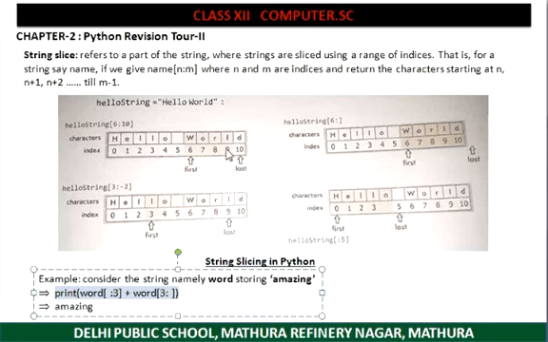Second, hello_string[6:], where the last index is missing here. So it will start from 6 and go up to the end. So it will print "world".